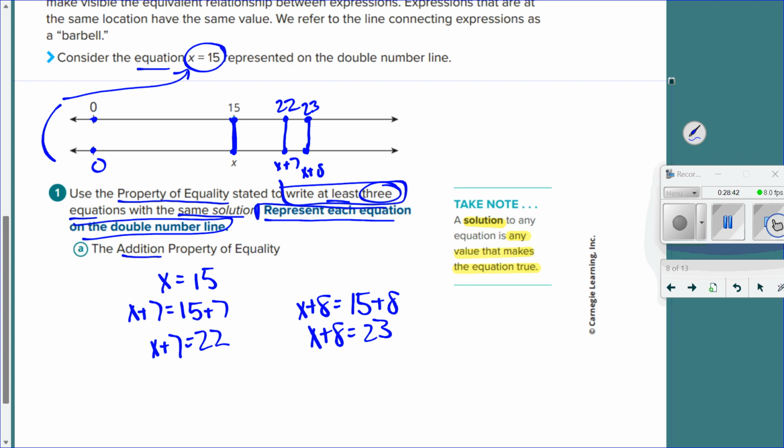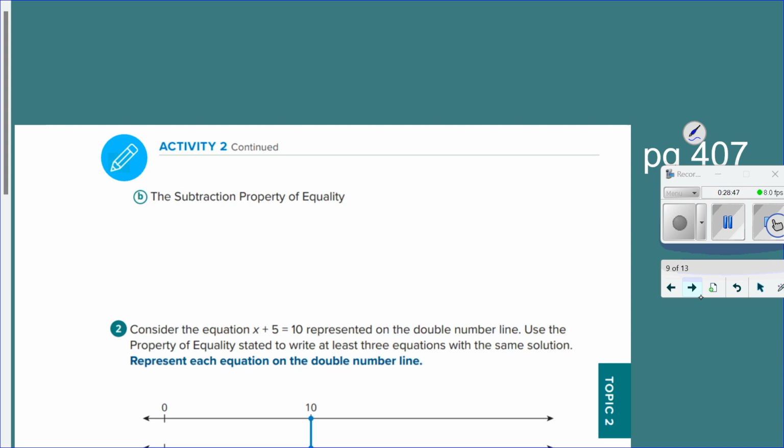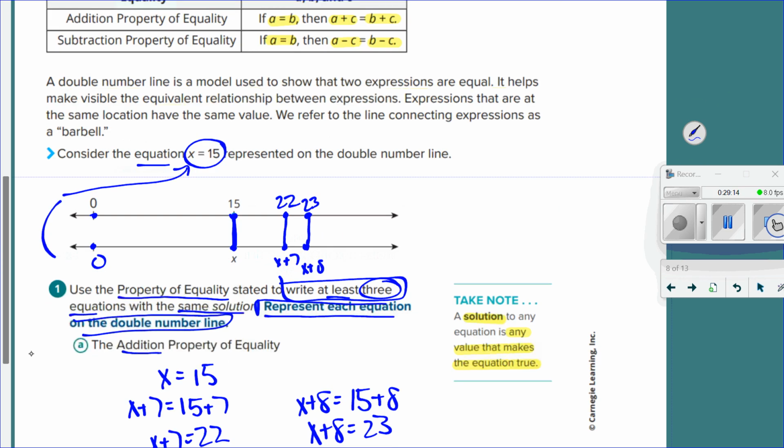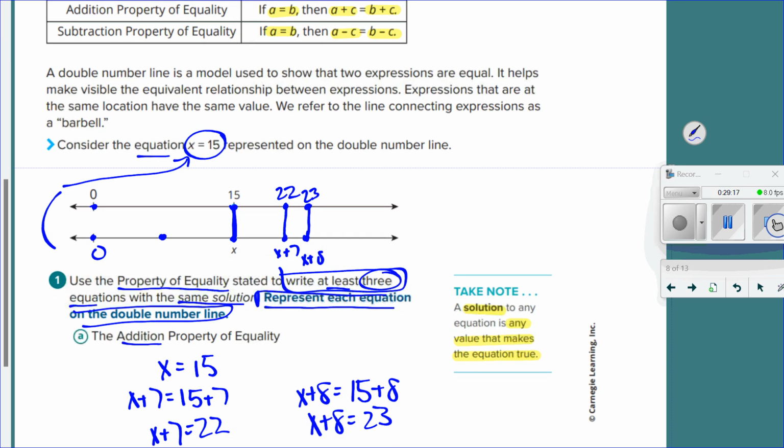How can I do this with subtraction? Again, I'm going to show you, we started at x equals 15. Exactly. So give me a number between 1 and 10. 7. So x minus 7 equals 15 minus 7. By the subtraction property of equality, I take the same number away. x minus 7 equals 8. So I can go back to my number line, and I say, okay, well, x minus 7 is 8. Does that make sense?